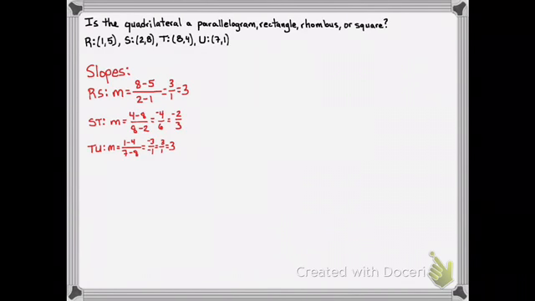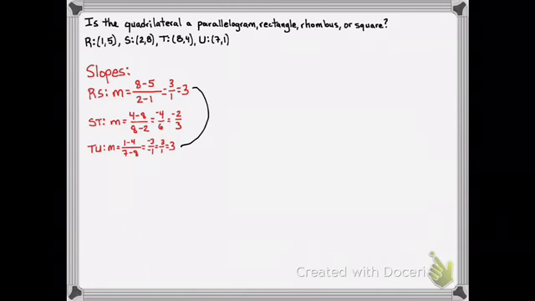RS and TU, we notice right away, are the same. They're both 3. That tells us that RS and TU are parallel. Does that make us a parallelogram? No. That's only one pair of opposite sides that are parallel. The other sides might not be parallel, and again, that would make it a trapezoid, not a parallelogram. So I can't cut down on the work.